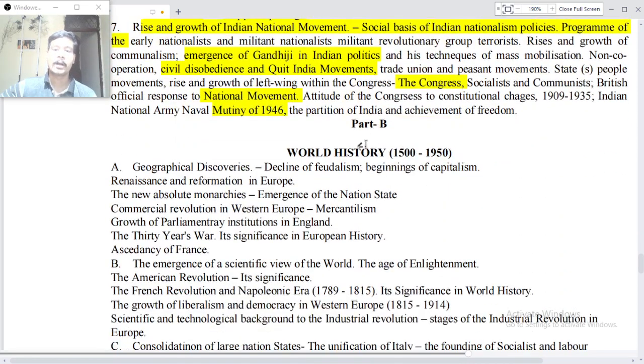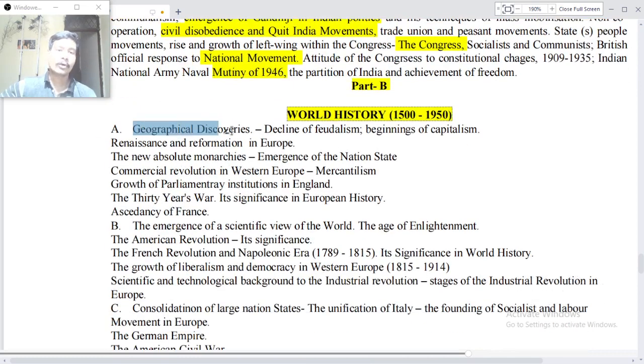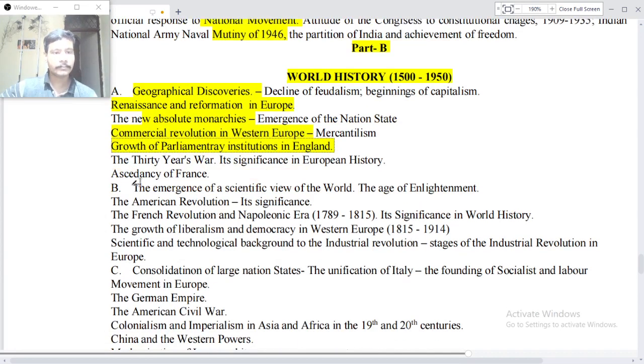Now, part B, world history, 1500 to 1950. Geographical discoveries, decline of feudalism, beginning of capitalism, renaissance and reformation in Europe, the new absolute monarchies, emergence of the nation state, commercial revolution in Western Europe and mercantilism, growth of parliamentary institutions in England, the Thirty Years' War, its significance in European history.